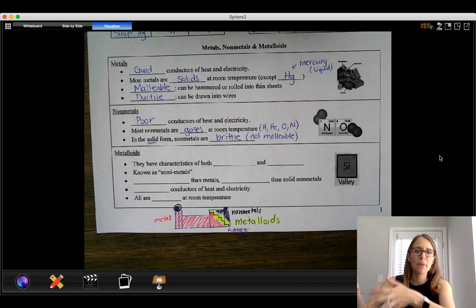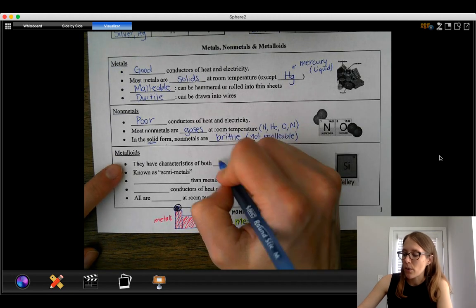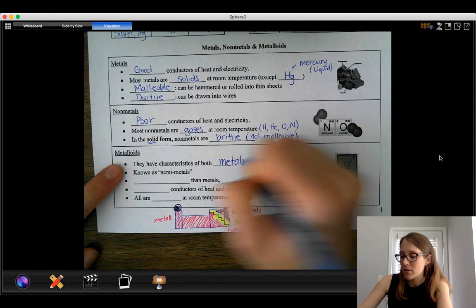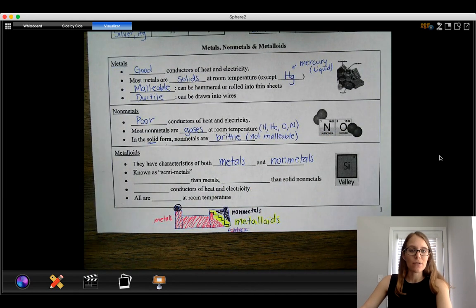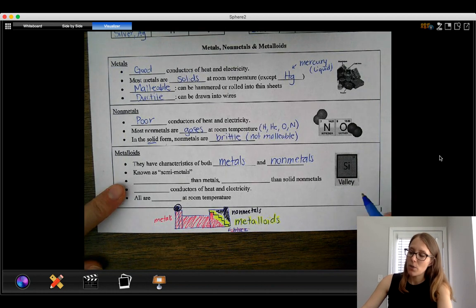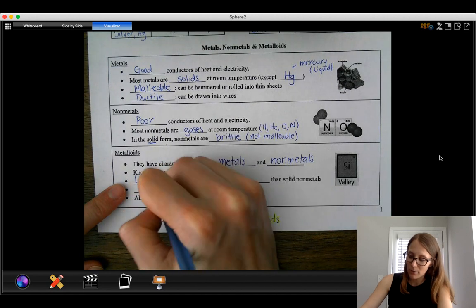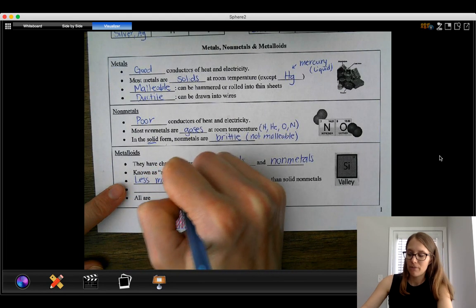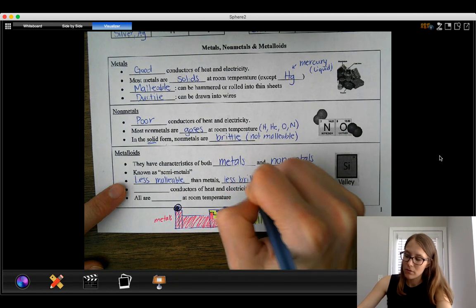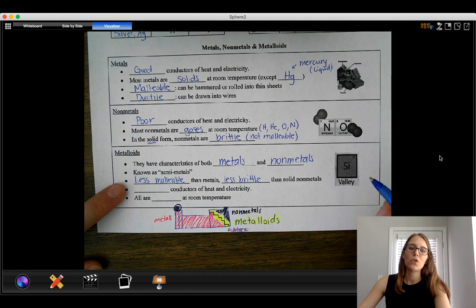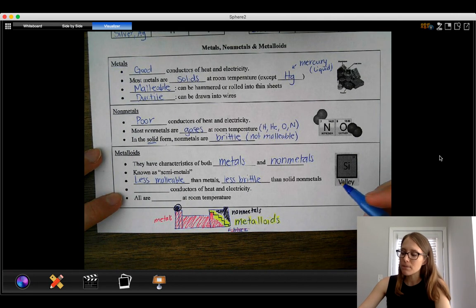So metalloids are in between metals and nonmetals on the periodic table, but also with their properties. So metalloids have characteristics of both metals and nonmetals. They're known as semi-metals sometimes. So in terms of some of their properties, they are less malleable. So that means they're less flexible than metals are, but they're less brittle than solid nonmetals. So not super flexible, but not super snappy the way that pencil lead is.